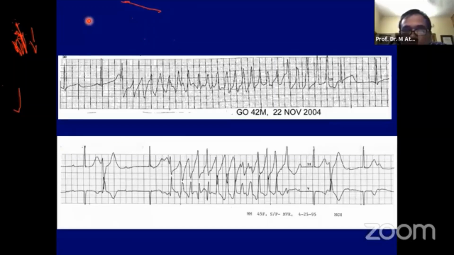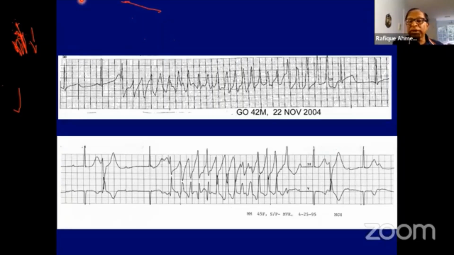We see there are some patients. Sir, what should be the appropriate medical management at that time? So, the patient with very frequent episodes, you have to look at the electrolytes, number one.